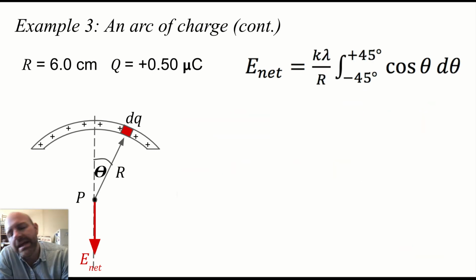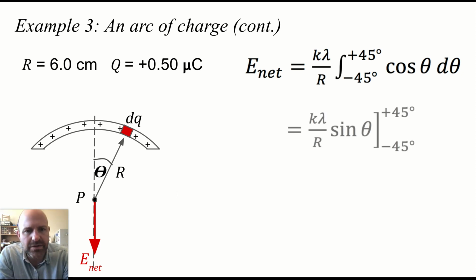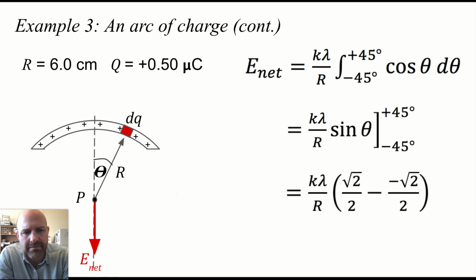And we're integrating from negative 45 degrees to 45 degrees. This is an arc of charge. That's what we're told. So it's basically a quarter circle, from negative 45 to 45, so 90 degrees of a circle. And if we do that, we end up with root 2 k lambda over r.